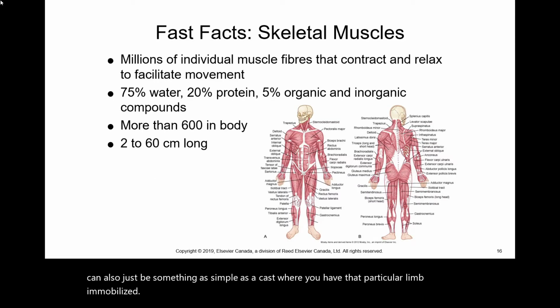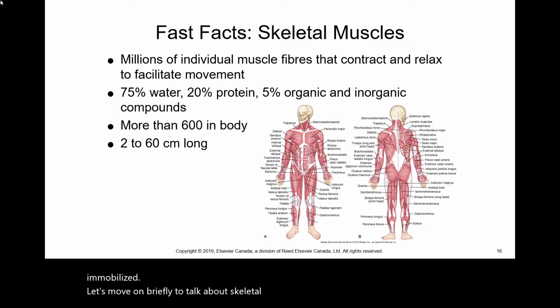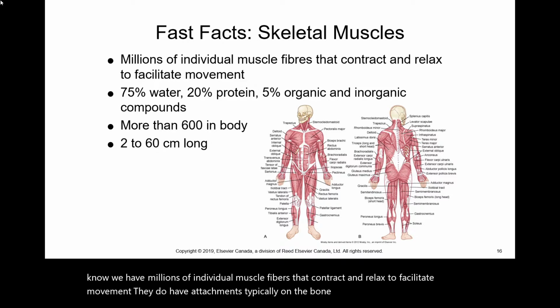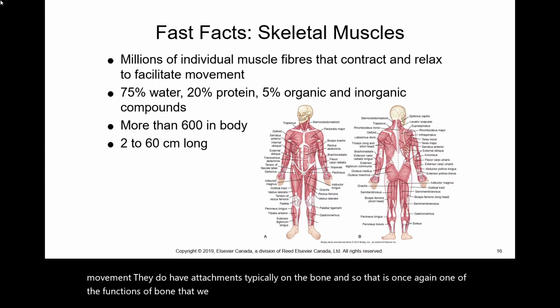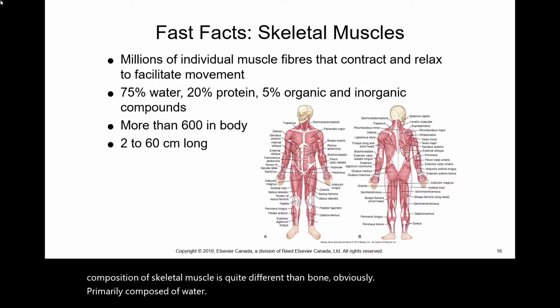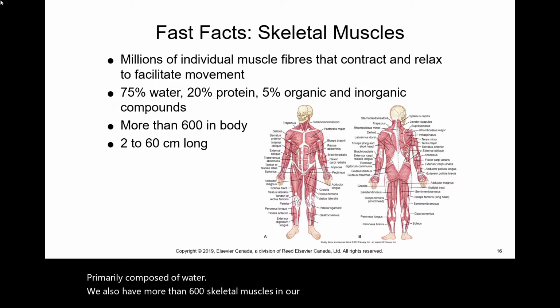Let's move on briefly to talk about skeletal muscle. This is a very quick review, but as you know, we have millions of individual muscle fibers that contract and relax to facilitate movement. They do have attachments, typically on the bone, and that is again one of the functions of bone that we discussed in the first episode. You can see here the composition of skeletal muscle is quite different than bone, obviously, primarily composed of water. We also have more than 600 skeletal muscles in our body, and there are a variety of shapes and sizes.